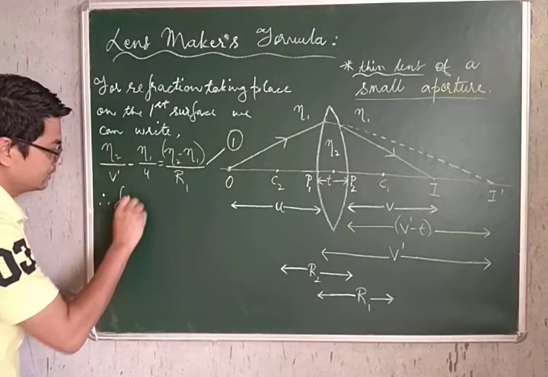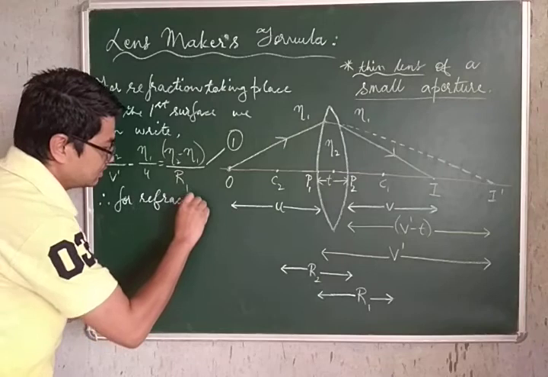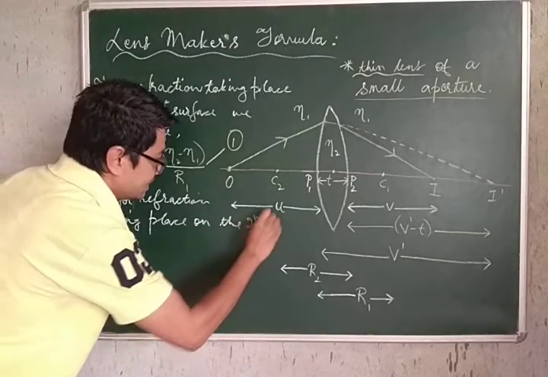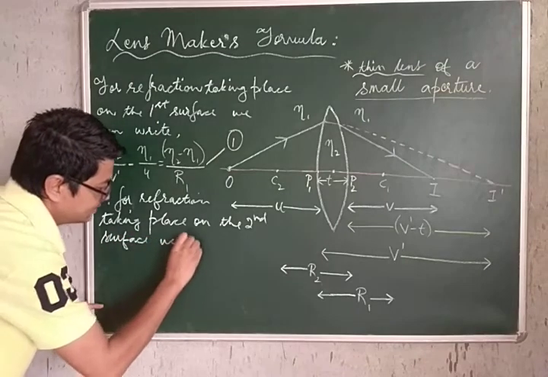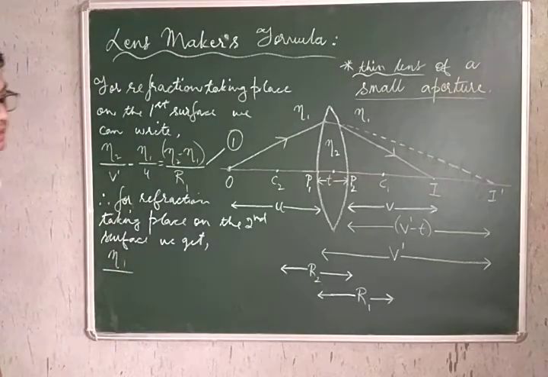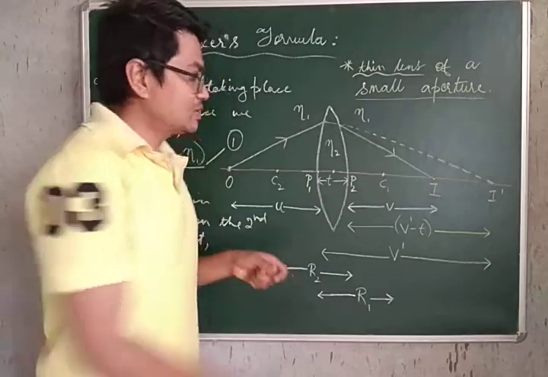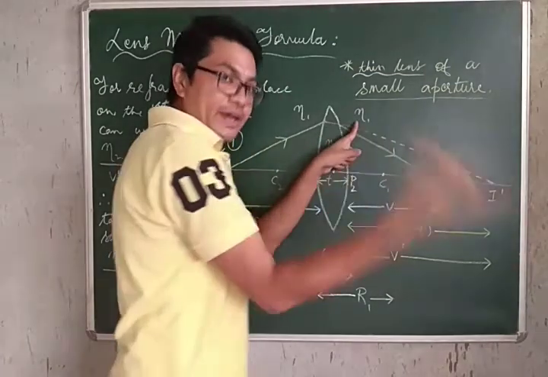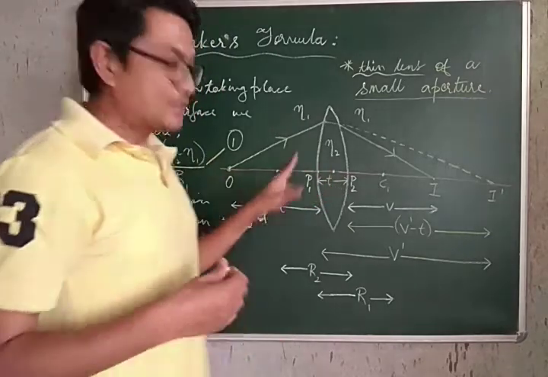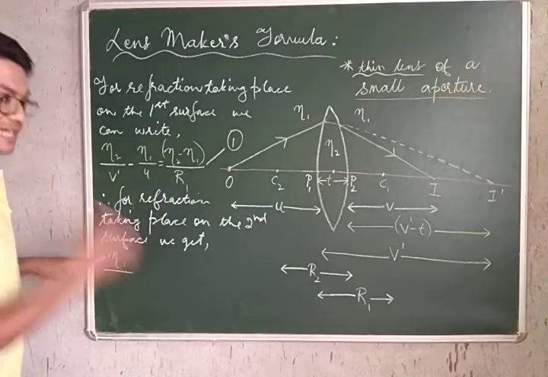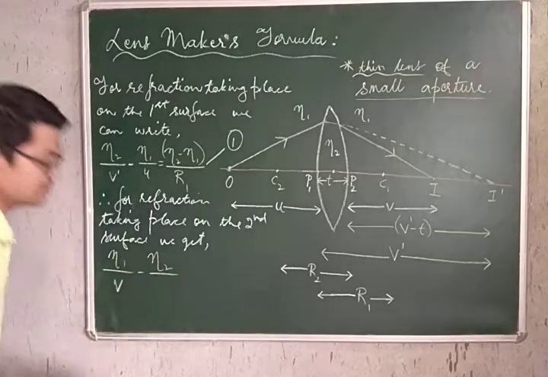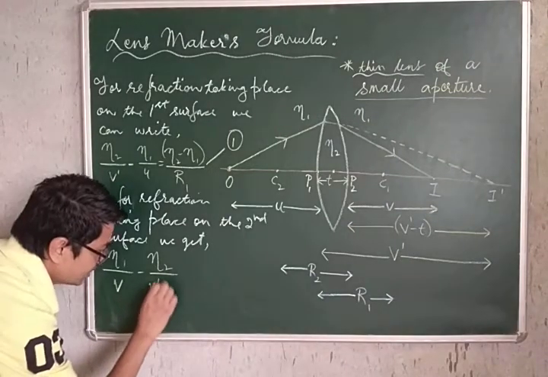Therefore, for refraction taking place on the second surface, what do we get? We get eta 1. Now see, since eventually the ray of light is coming out to air outside, air is the second medium and the first medium is the material of the lens. So eta 1, the refractive index of the second medium, divided by the image distance V, minus the refractive index of the first medium, divided by the object distance, which is this V dash minus T. So V dash minus T.